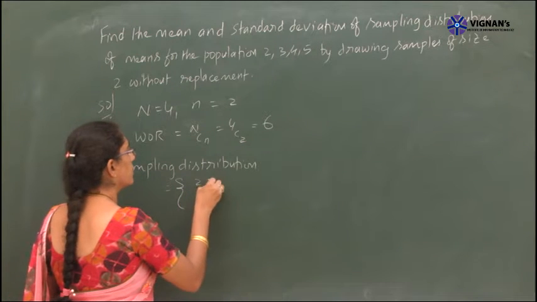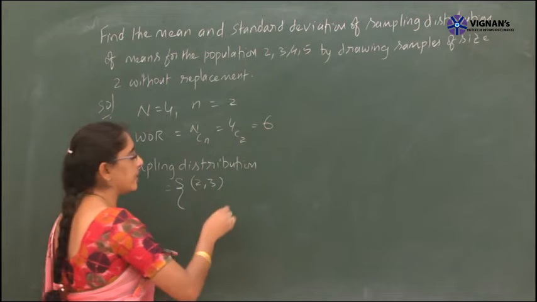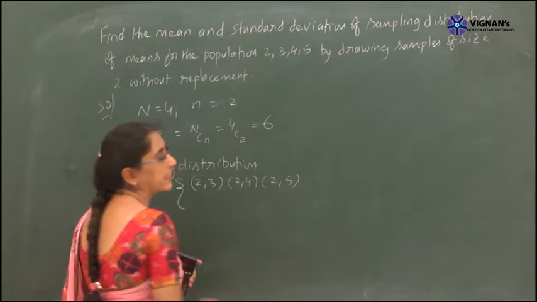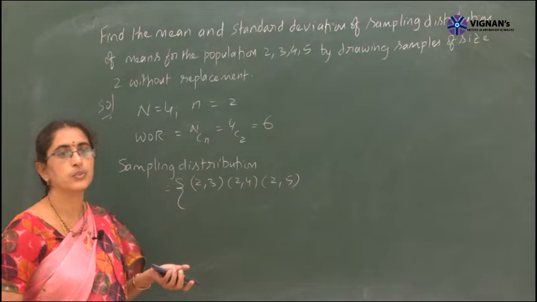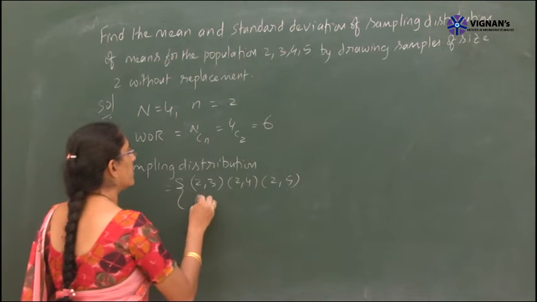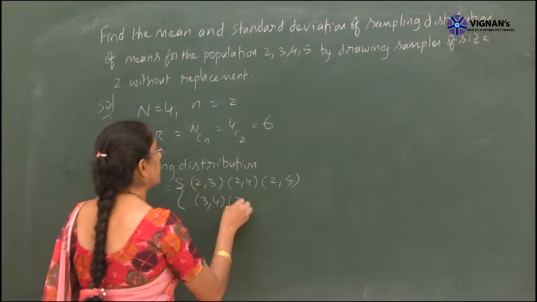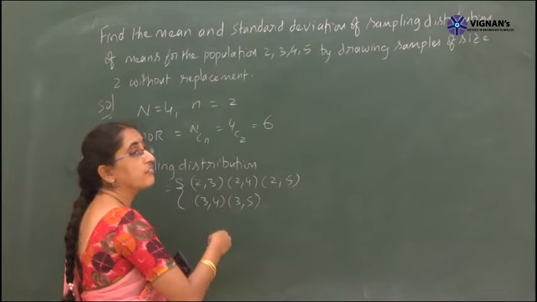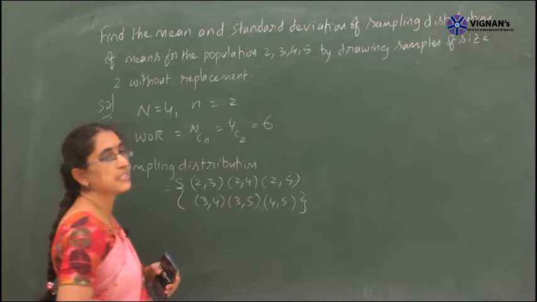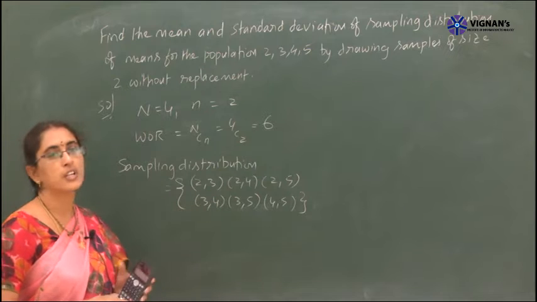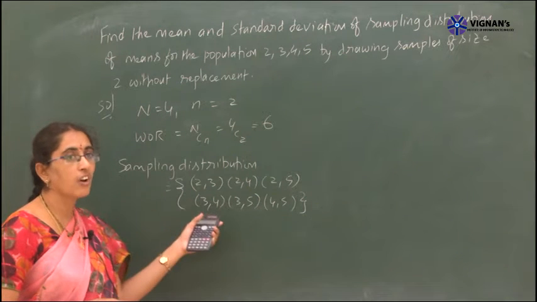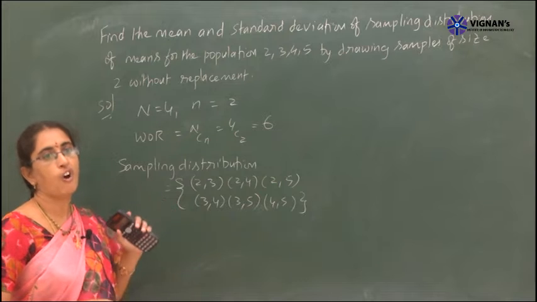So only 2, 3, starting with the first element, then 2, 4 and 2, 5 here. Right? We can't write 2, 2 and even 3, 2 also. Then starting with 3 we have 3, 4 and 3, 5. And with 4 we have only 4, 5. So 6 samples of size 2 without replacement. Okay? Now next we have to find the mean of this sampling distribution of means.